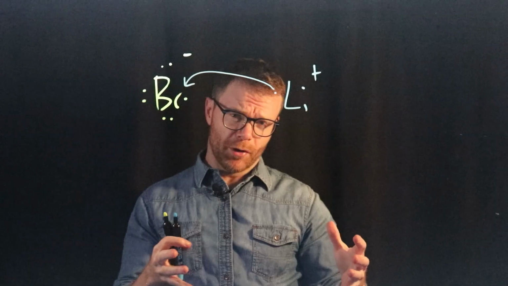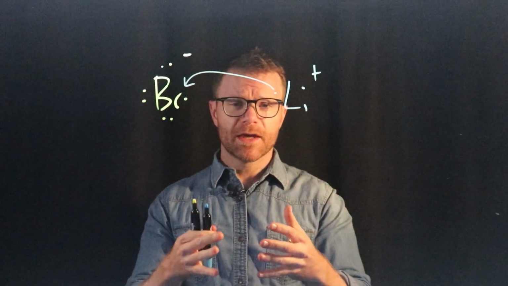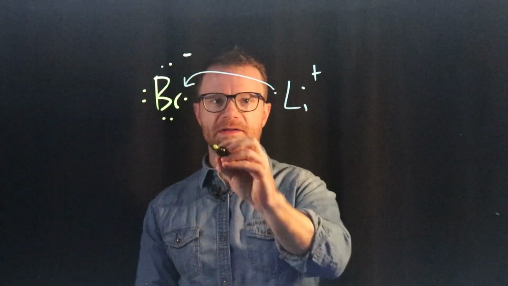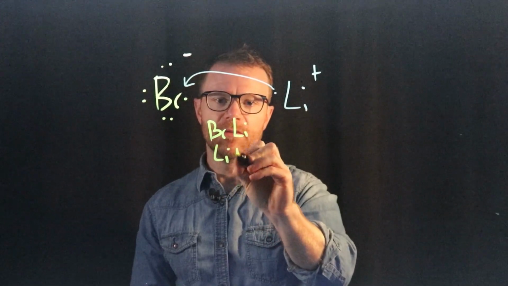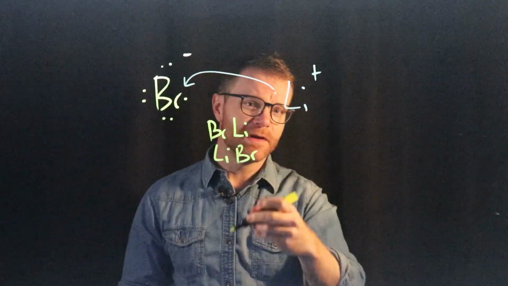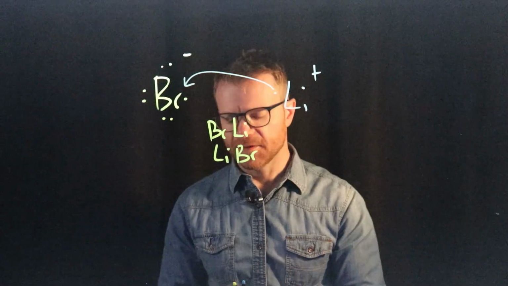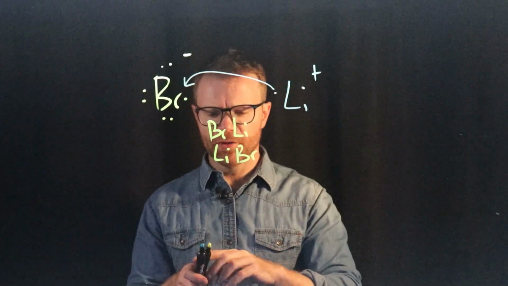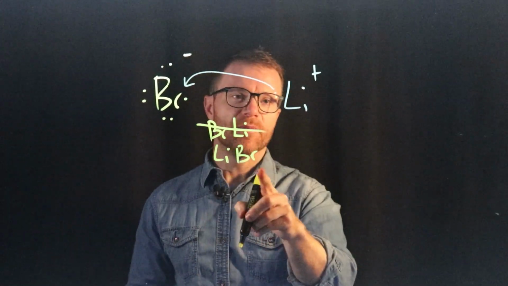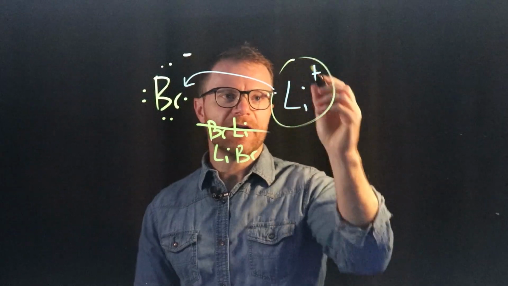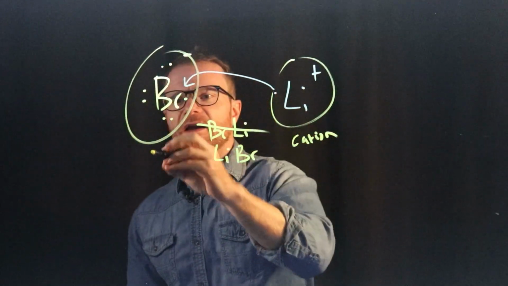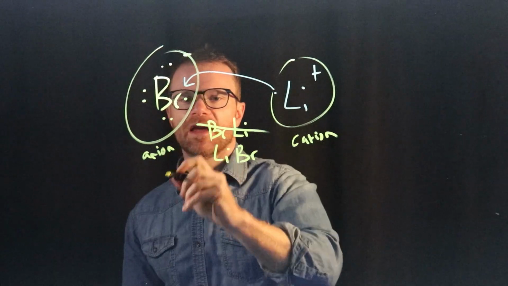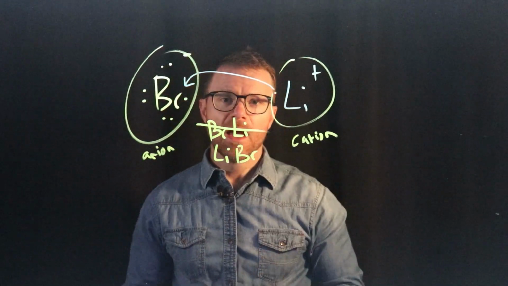Now here's the critical part. If we were to write the chemical formula, is it BrLi or LiBr? Which one of these two chemical formulas is it? And hopefully at this point you know that it's LiBr, because we always put the cation, the positively charged thing, first, and then we put the anion, the negatively charged thing, second.